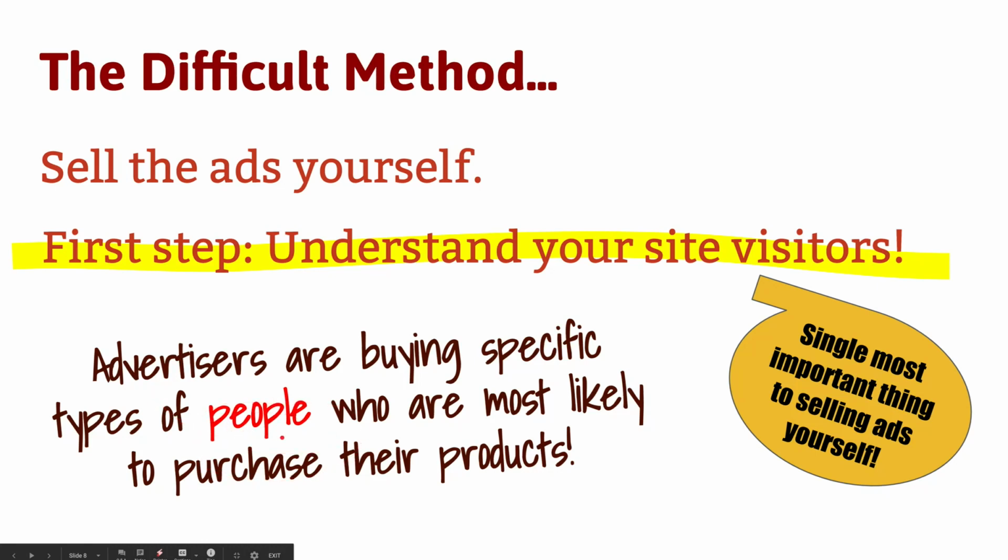It's a process of you being able to tell your potential advertisers who those people are, because advertisers, yes, they're buying ads from you, but they're really buying your visitors. They want to put a message in front of those visitors. They have to know who those visitors are to decide if they're likely to buy their products or not. If you can't tell an advertiser who's going to see their ad, you're not going to be able to make money selling ads. And that's why this gets a yellow highlight.